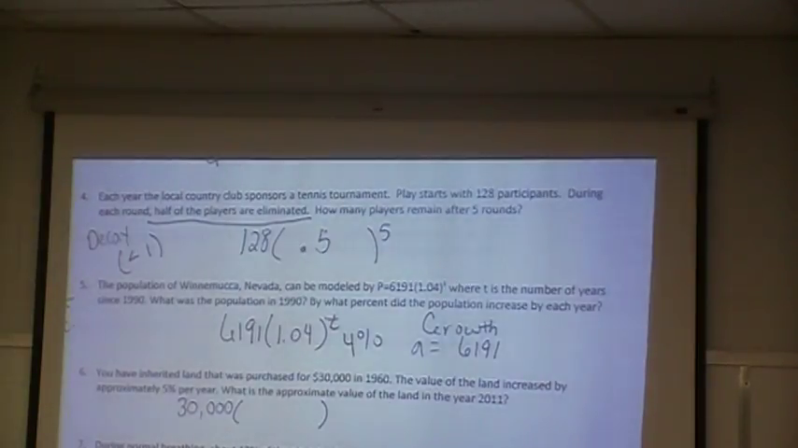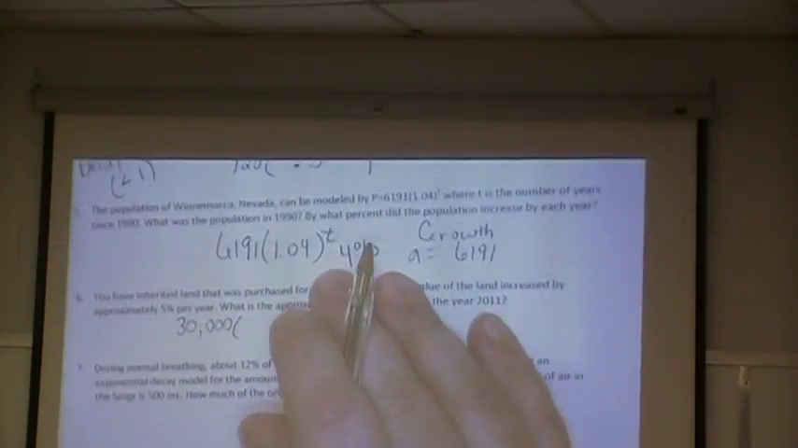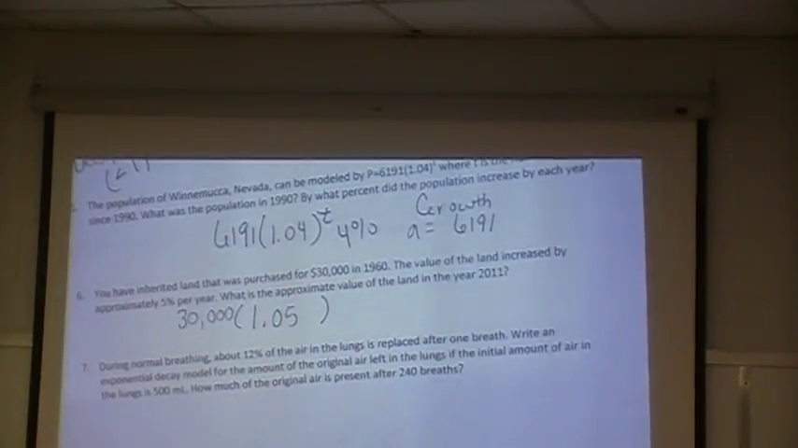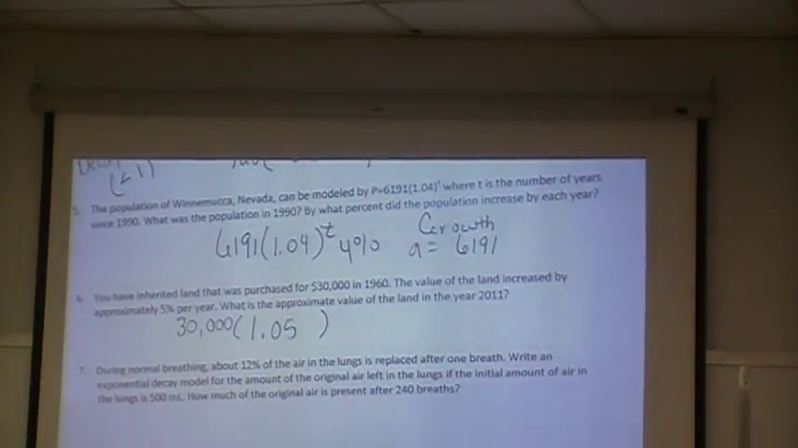It's going up 5%. What's my growth factor? What goes inside my parentheses? I'll just go ahead and write it like that. What's my x? 51.